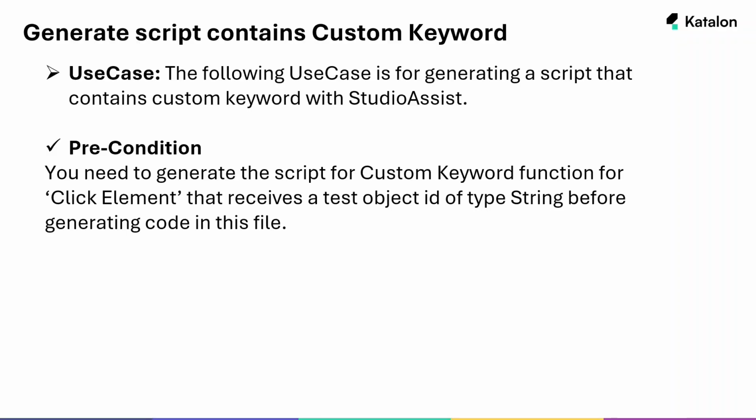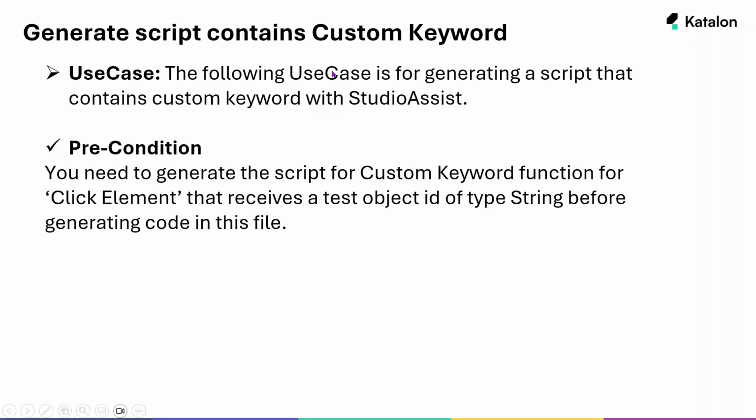So how can we call those custom keywords while automating your test cases? To automate the test case, first of all, we need to create those reusable custom keyword functions. So that is the precondition. You need to generate the script for the custom keyword function itself. For example, click element that receives a test object ID of type string, before generating the code for your test case, right?